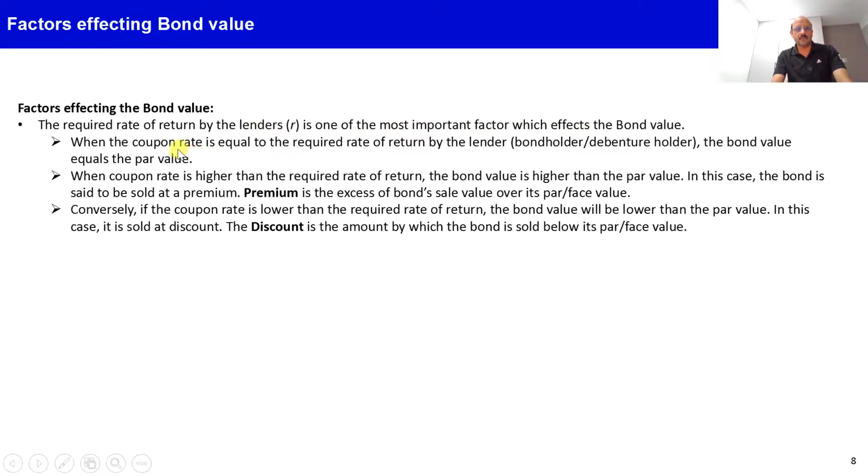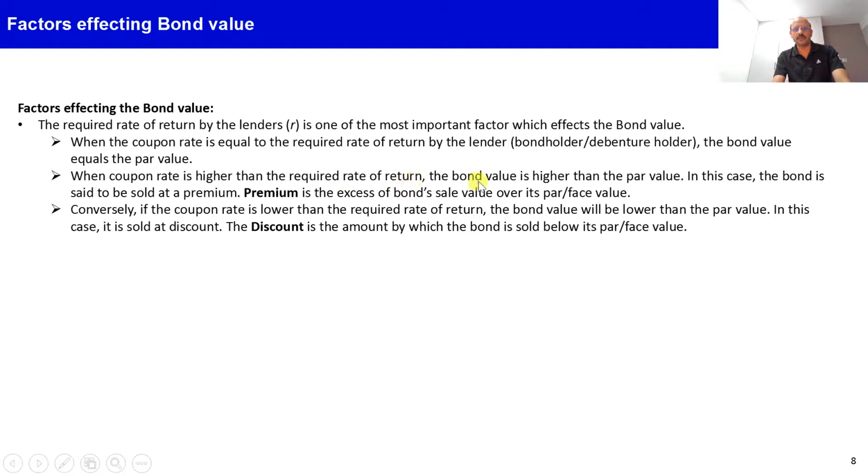So, for example, when the coupon rate is equal to the required rate of return of the lender, then the bond value will always be equal to the par value. There will be neither any discount nor any premium. When the coupon rate is higher than the required rate of return, let's say the coupon rate here was 8% and the required rate of return is only 6%.